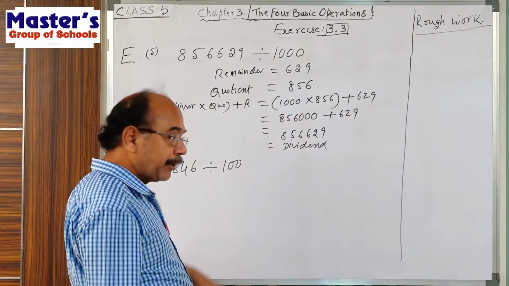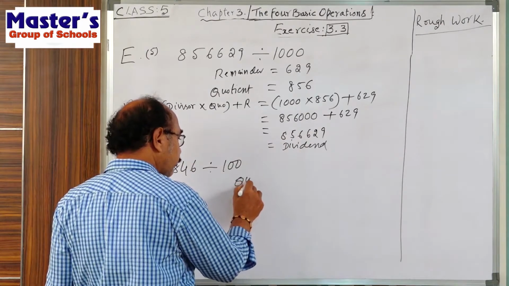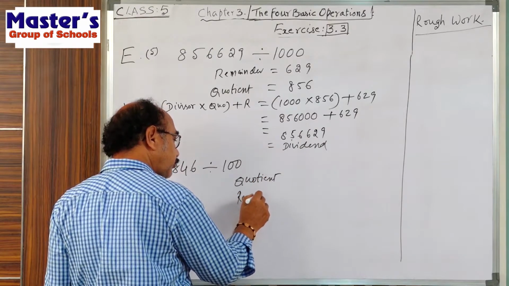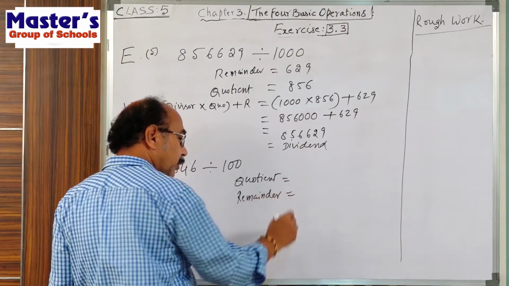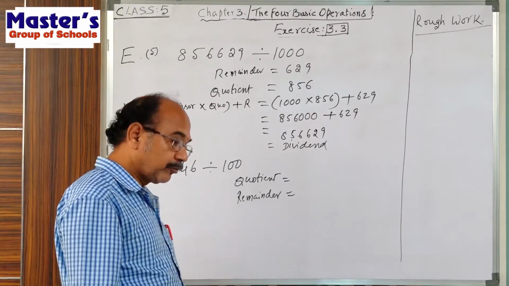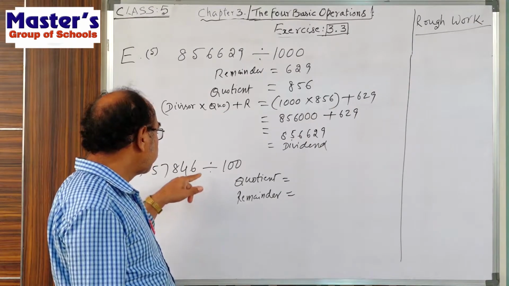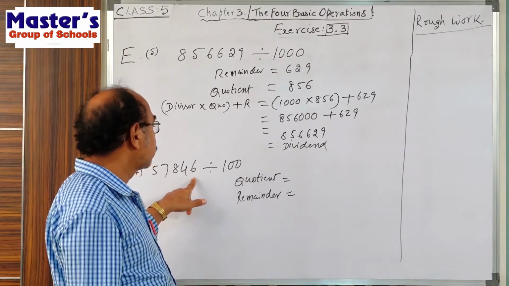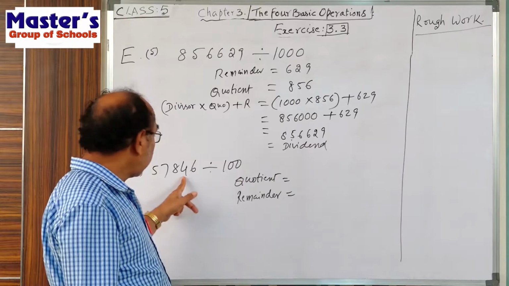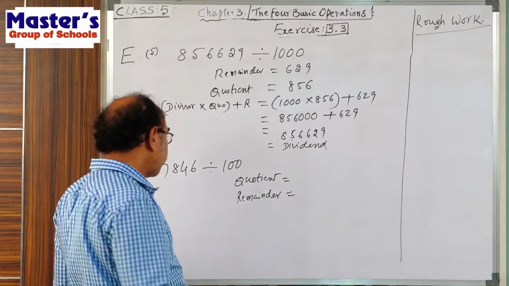Now come to this seventh question. 57,846 is to be divided by 100. Find the quotient and remainder. Apply the property. What is the property? If any number is divided by 100, then the digits in the tens place and ones place occupy the remainder place. That means here the remainder is 46.